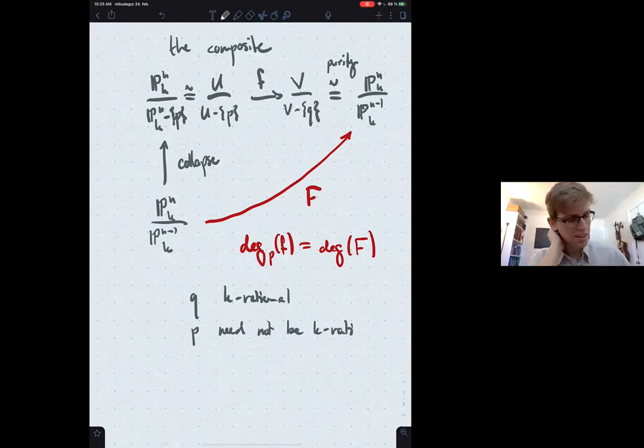Yeah, I feel like my life would be so much easier if I could always use purity when I wanted it to, but these rationality questions are sometimes frustrating. Great. Other questions?